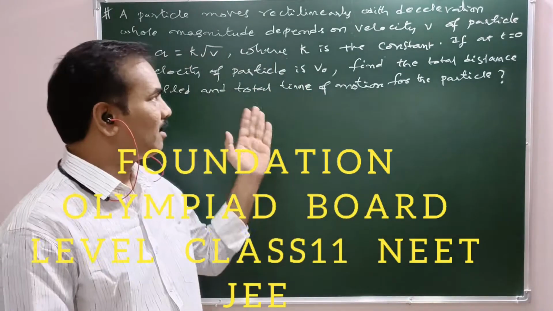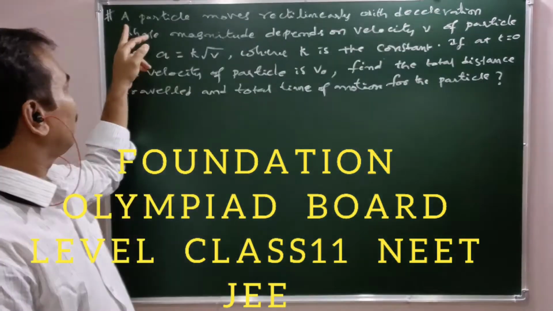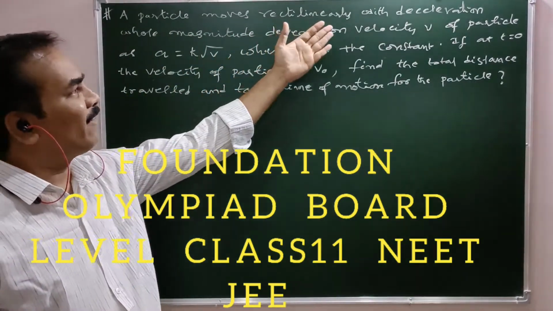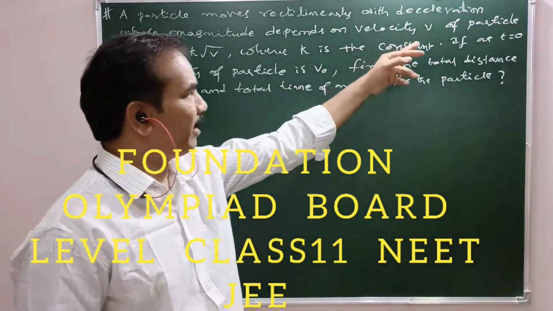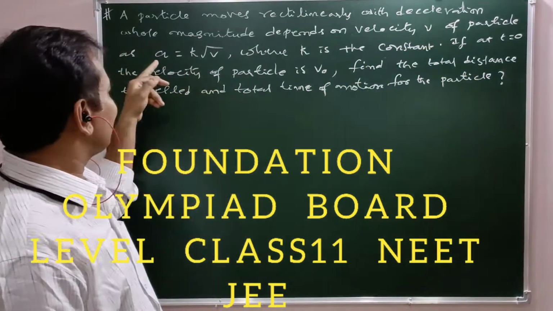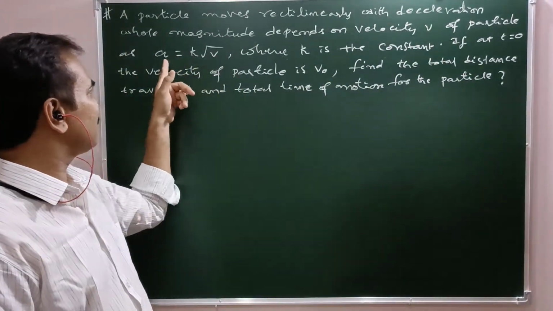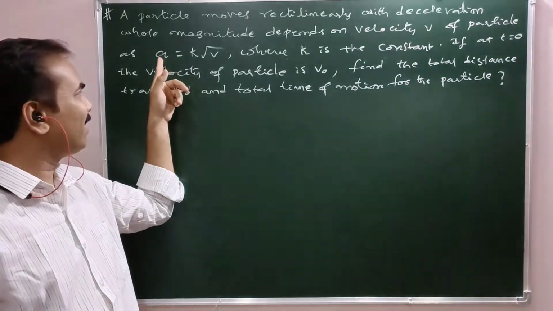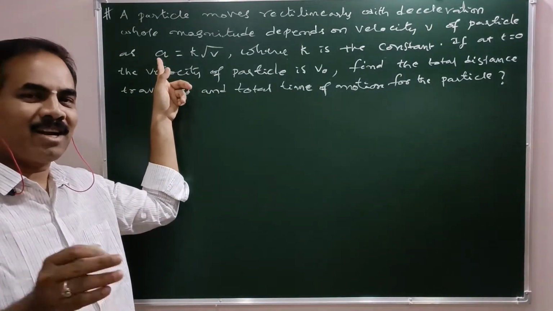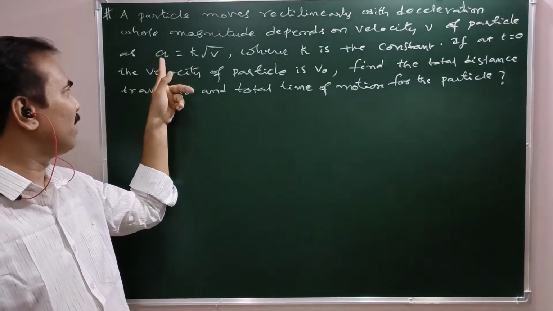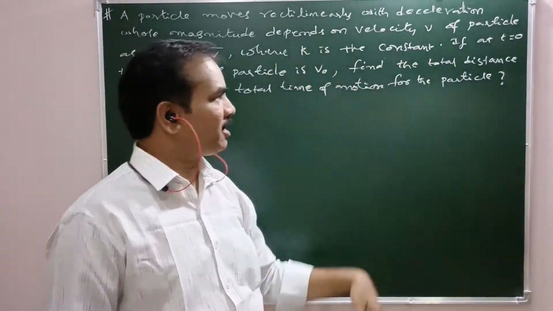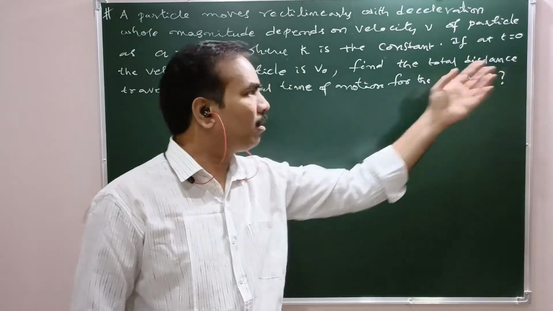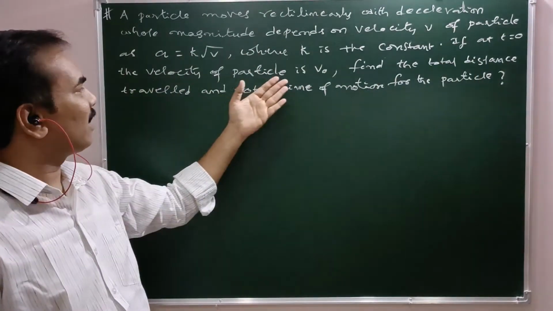First question: a particle moves rectilinearly with a deceleration whose magnitude depends on the velocity v of the particle as a = k root v. This is the magnitude of deceleration, meaning the particle is under retardation, where k is some positive constant. At t = 0, the velocity of the particle is v0.